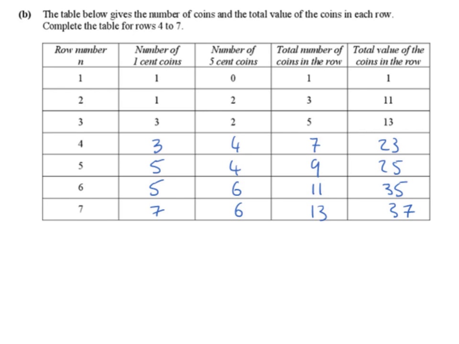In the seventh row, we add on 2 more 1-cent coins to get to 7, and we have the same number of 5-cent coins. 7 plus 6 is 13. We have 13 coins in total. And then 6 times 5 is 30, plus 7 is 37 cent.